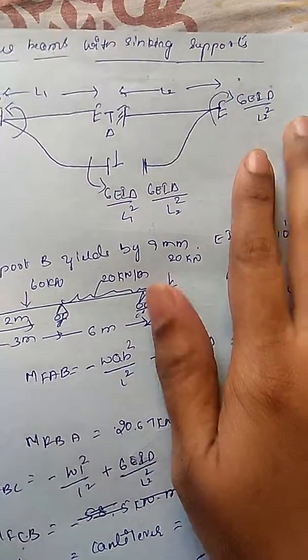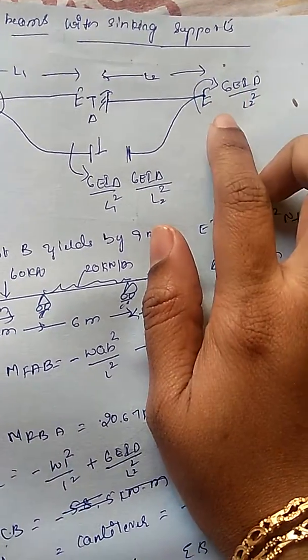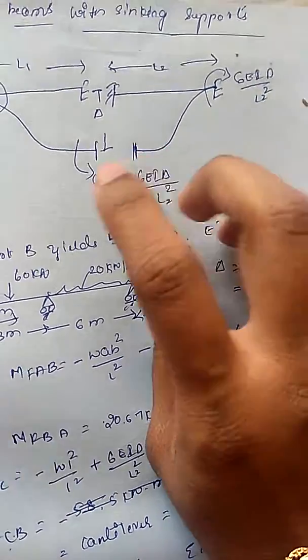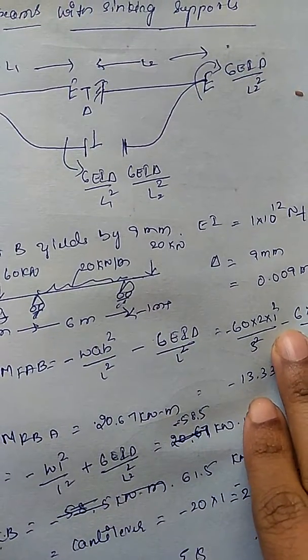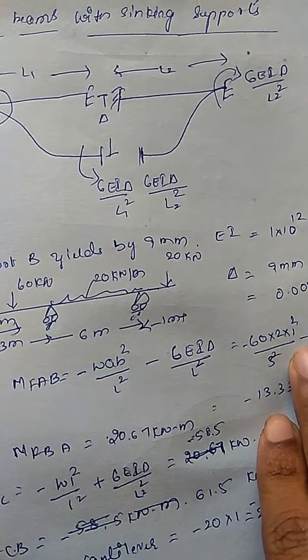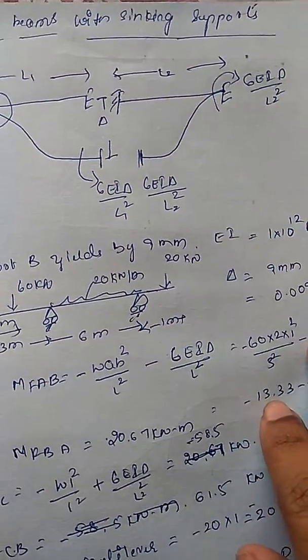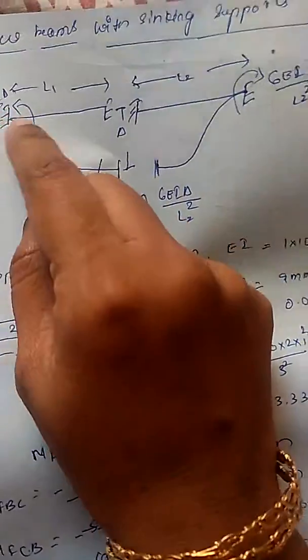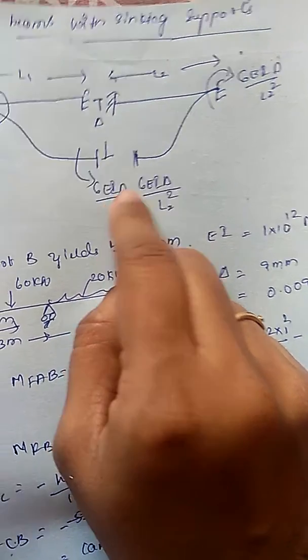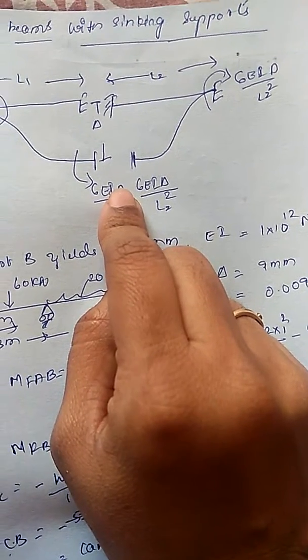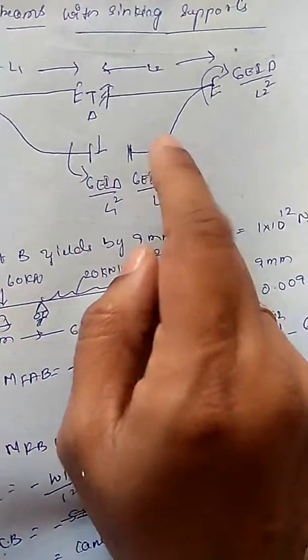The fixed end moments are produced by 6EI delta by L square when the right hand side support settles down. Similarly, the fixed end moments produced are given by the equation 6EI delta by L square, which will be anti-clockwise, where delta is the settlement, I is the flexural rigidity, and L is the span of the fixed beam.